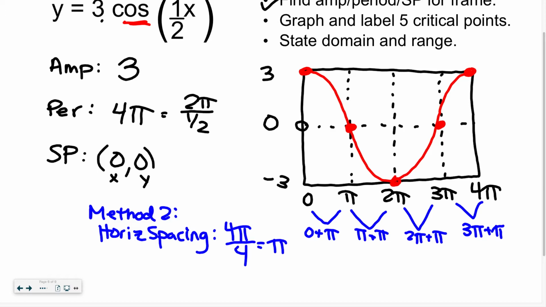Okay, so now I can label my 5 critical points. If you have labeled your frame correctly, this is really easy. This point up here is 0, 3. Okay, my x is 0, my y is 3. This point at the midline is pi, 0. This point right here is 2 pi, negative 3. Here is 3 pi, 0. And then this is 4 pi, 3.